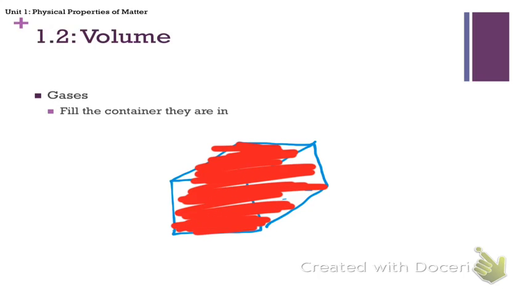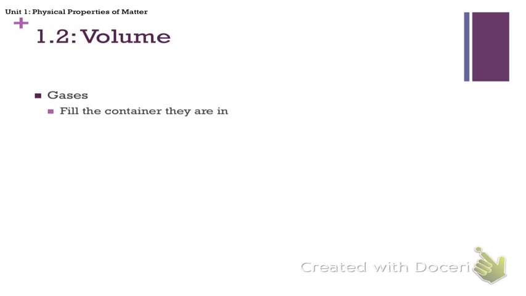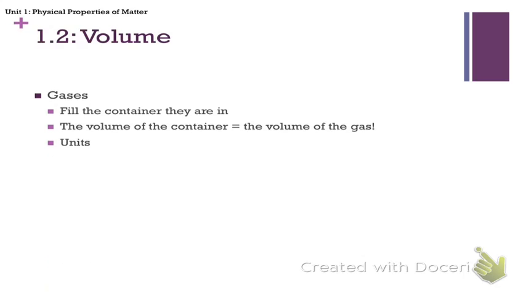And even my little coloring here is not giving you a very good example because there's white spaces. So let's understand that the whole cube itself would be filled. All right, so the volume of the container is actually going to equal the volume of the gas. So if our container had a volume of 15 centimeters cubed, the gas would have a volume of 15 centimeters cubed. All right, so understanding that, we should know that the units for volume are the same as solids. So centimeters cubed, I think I also said meters cubed.